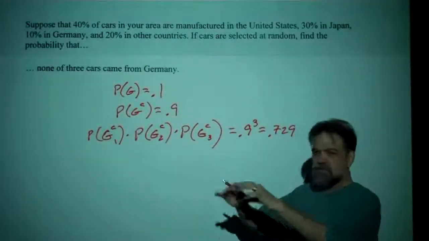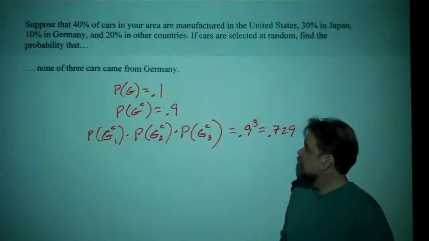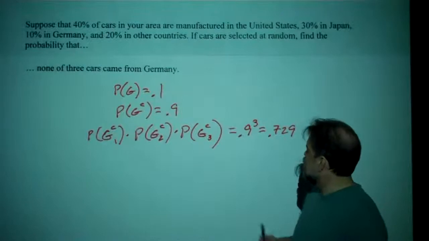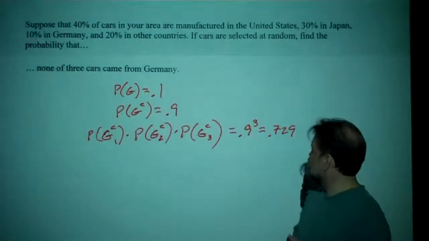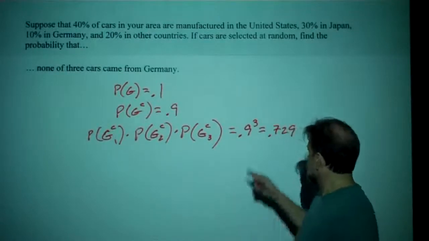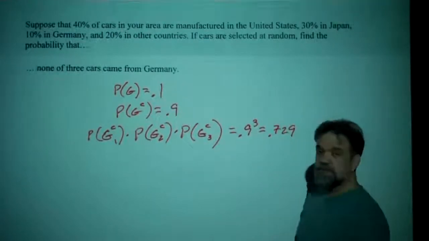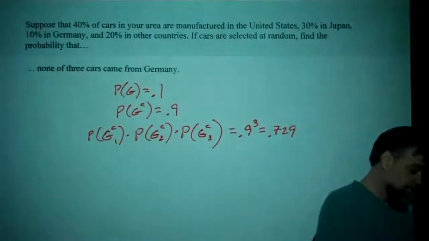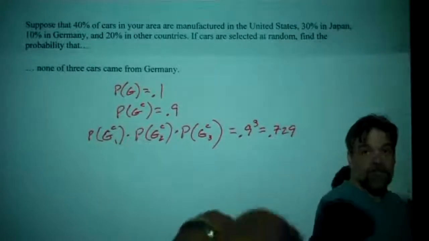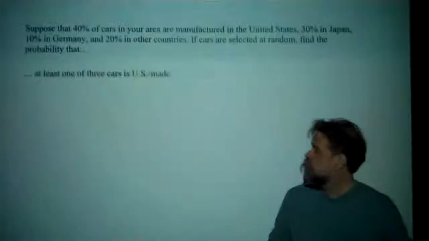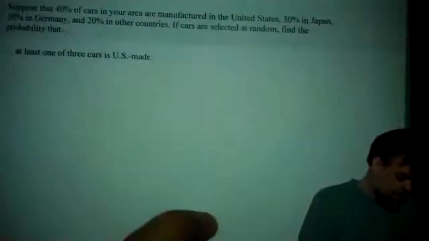Okay? So I'm walking around, checking out little groups of three cars, randomly choosing groups of three cars in this massive parking lot. And 72.9% of the time, none of those cars will be German, okay? The other 27.1% of the time, one of those cars will be from Germany. Well, I say one or two or three, which brings up this next problem, okay?